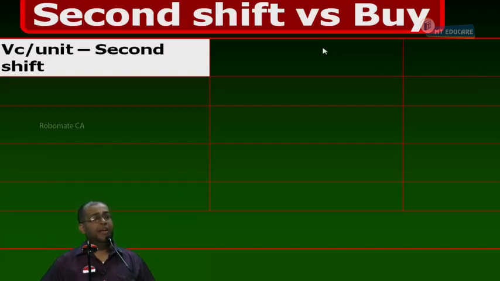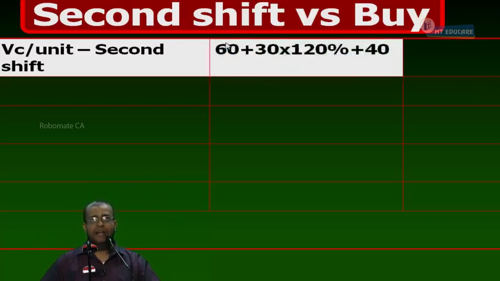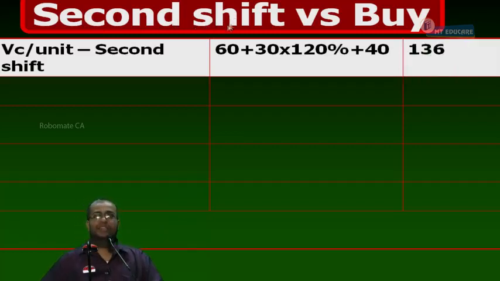Variable cost per unit, second shift. Tell me what is the material? 60. Wages is 30 into 120%, increases by 20%. So 60 plus 30 into 120% plus direct expenses, 40. Then what is the variable cost? 136. The variable cost is 136. Can I proceed or not?